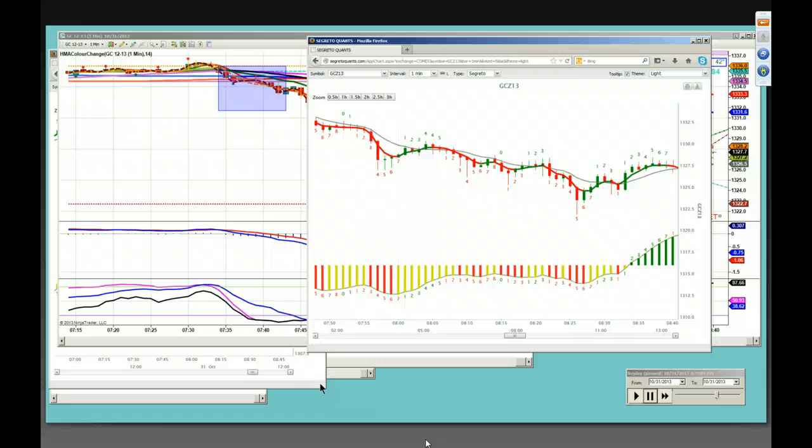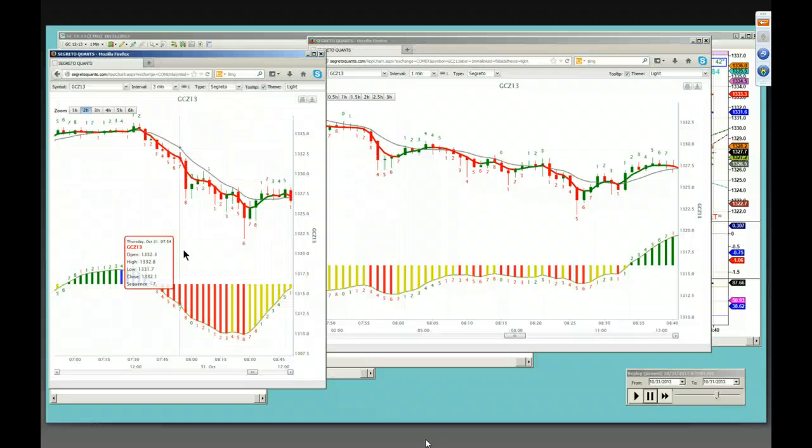Okay, if we go to 8 o'clock on our 3-minute chart, what do you see on the 3-minute chart? You see Christmas. Look at your HMA. Does that HMA look like it's anywhere near crossing that 13 EMA?